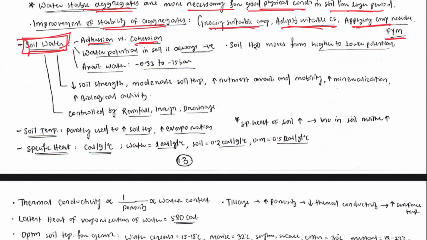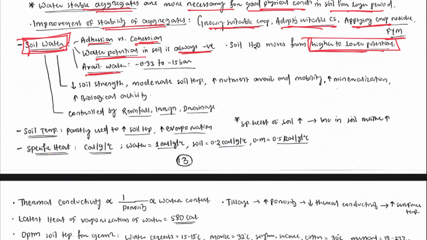So in the soil, water movement happens due to both cohesion and adhesion. Water potential in soil is always negative because when soil holds water, we have to apply some pressure to remove it. That's why it is always negative. And in saturated soil, it is zero and it is the highest. Okay, always remember, soil water moves from higher potential to lower potential.